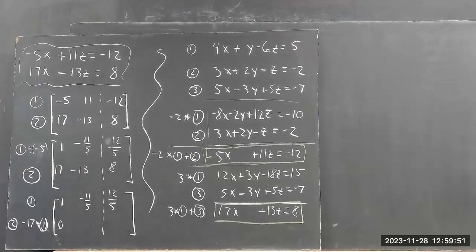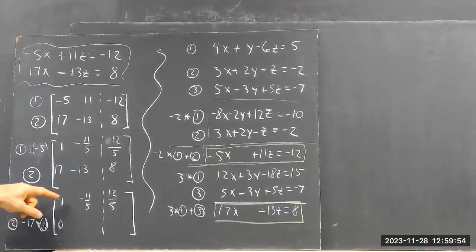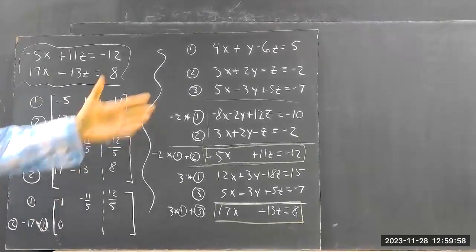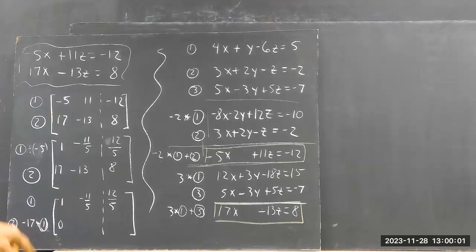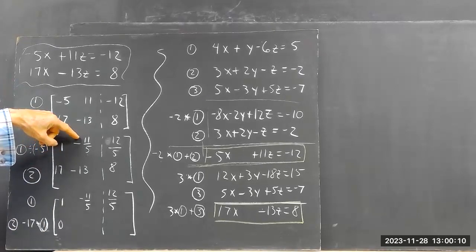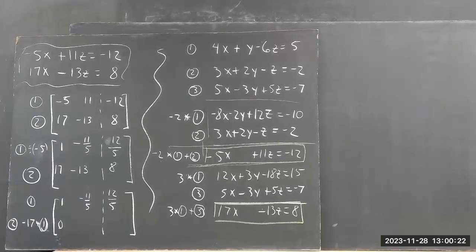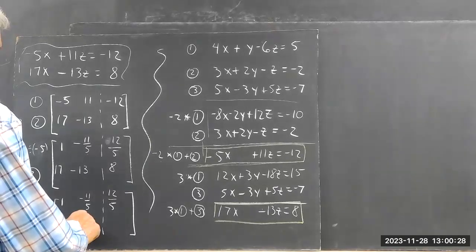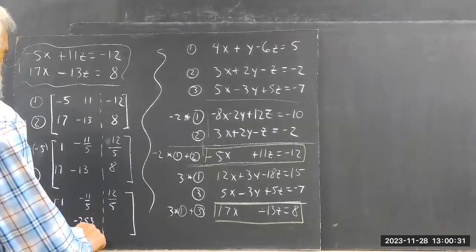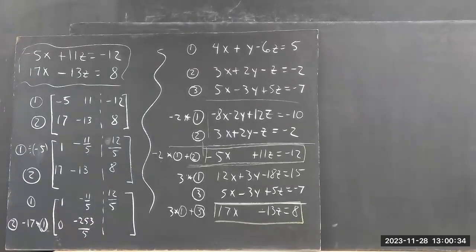But now that I've done that to the first number in row 1 and row 2, I got to multiply all of row 1 by negative 17 and add it to the number in row 2. So what I'm going to get is negative 17 times this, which is negative 187 over 5, and add that to negative 13, which is negative 65 over 5. 187 and 65 is 253, I think. So I get negative 253 over 5.